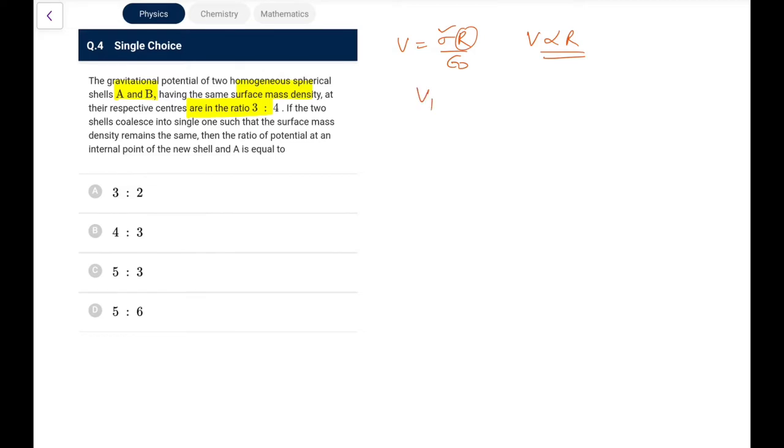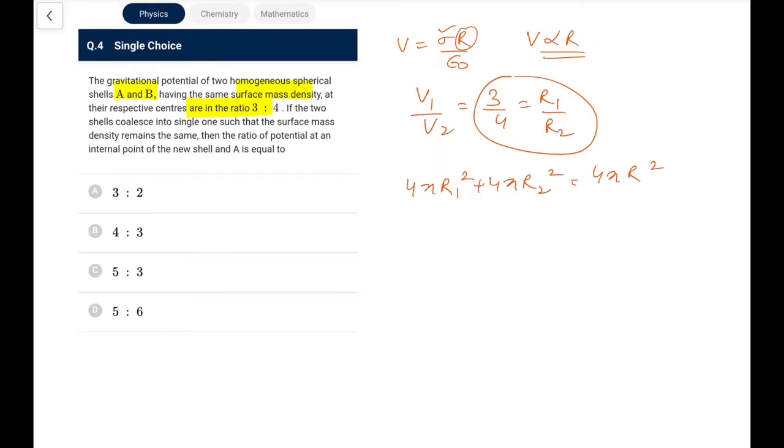So initially what we have, V1 upon V2 was equal to 3 is to 4, that is equal to R1 by R2 first of all. Now when they combine, combine means the area must be the same. So 4 pi R1 square plus 4 pi R2 square should be equal to 4 pi R square. So referring to R1 as, let's say, X, R2 will become 4 by 3 X. So now I can have 4 pi X square plus 4 pi into 4 by 3 X whole square equal to 4 pi R square, the new radius.